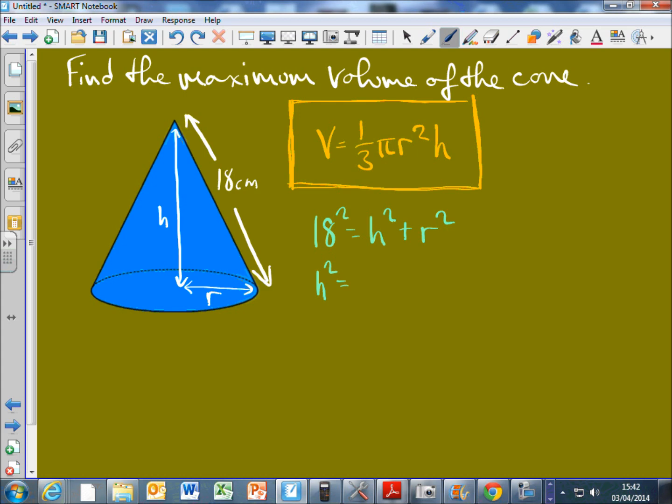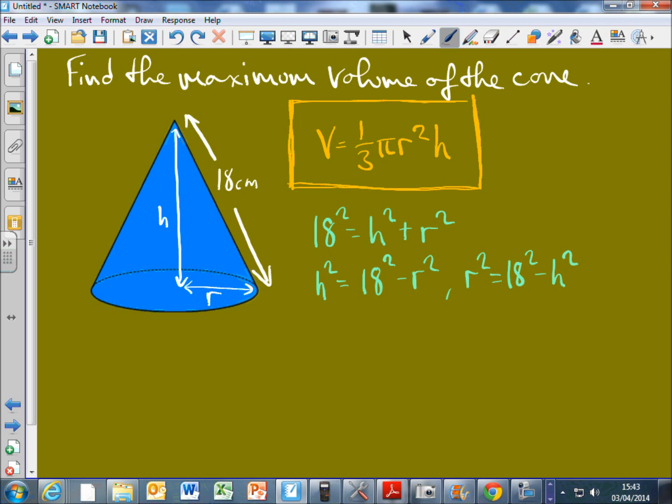In fact, hold on a second. So, in fact, that means that h squared equals 18 squared take away r squared, doesn't it? Okay. Now, I'm looking at it now and I'm thinking, is it better to get rid of the h or better to get rid of the r? It's probably better to get rid of the r, because I could write down equally validly r squared equals 18 squared take away h squared. Do you agree with that statement as well? So they're just different ways of writing Pythagoras.